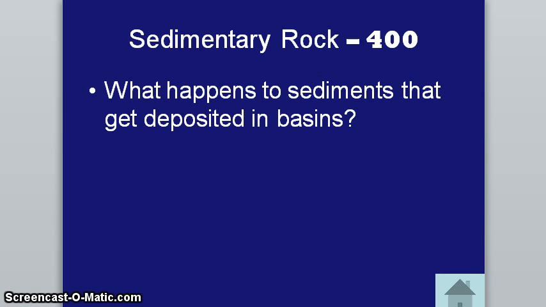What happens to the sediments that get deposited in a basin? They get deposited, and the sediment starts to build up in flat horizontal layers. Then they get glued or cemented together, and they lithify, or become rocks, and they start to harden.